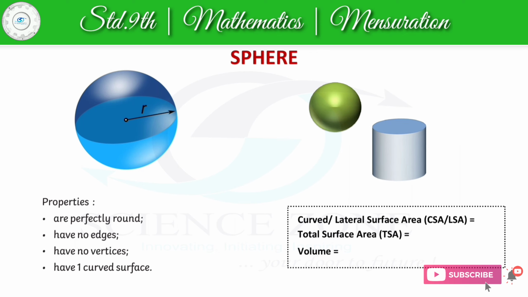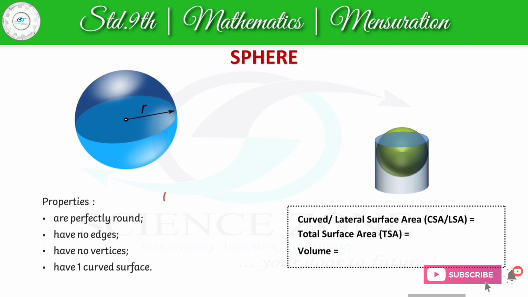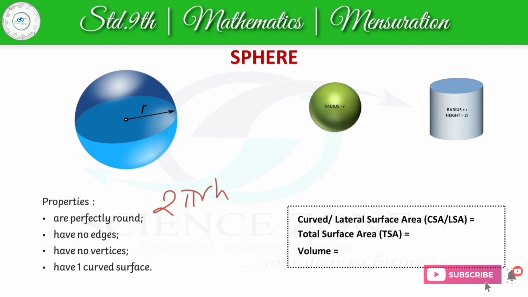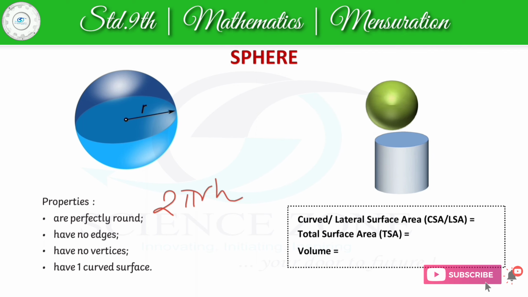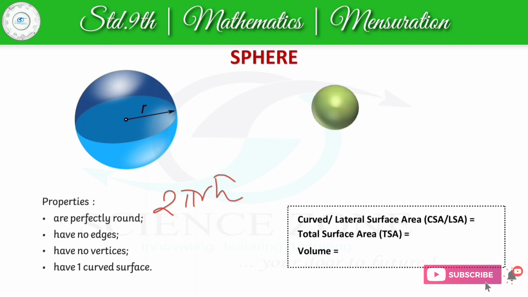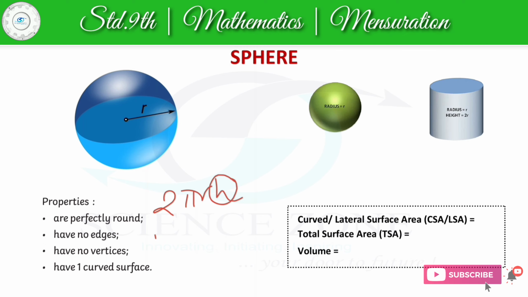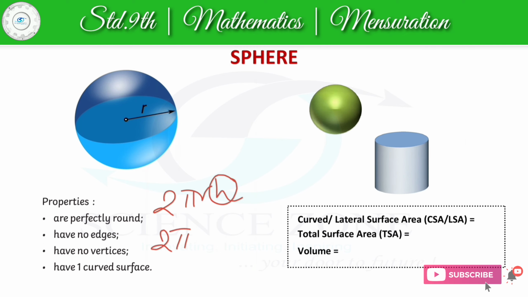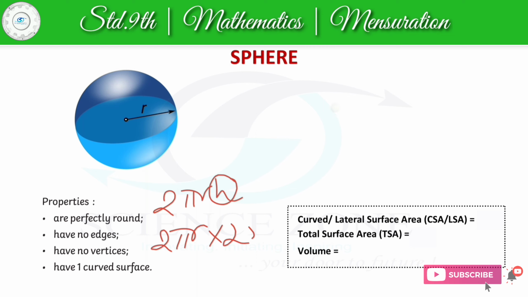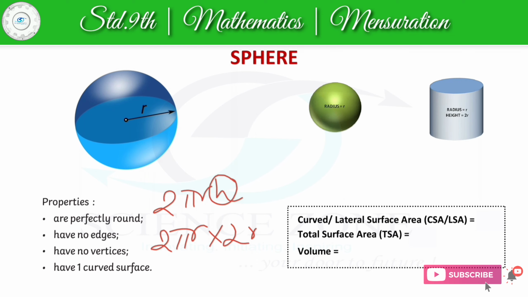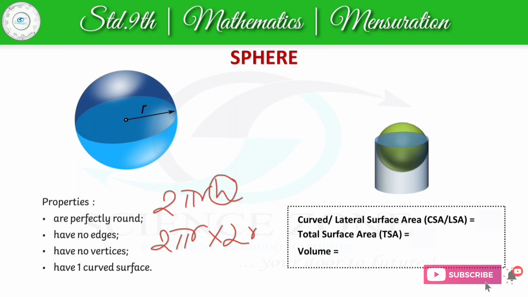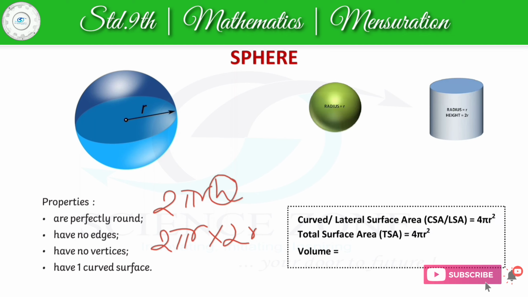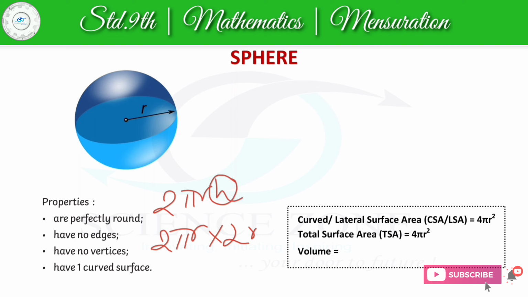What is the formula for curved surface area of cylinder? 2 pi r h. Here the height of cylinder is equal to 2 times of radius. So instead of h we can write 2r, 2 pi r into 2r. So the formula for curved or lateral surface area and total surface area of sphere is 4 pi r square.